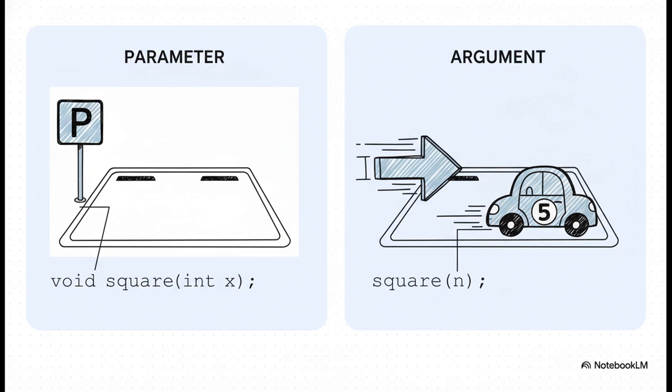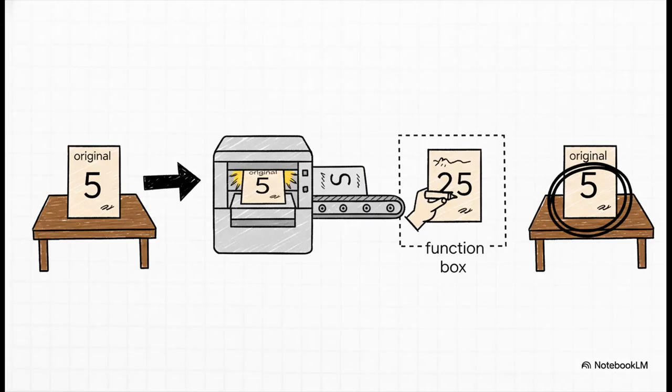The variable inside the function's definition, like x here, that's a parameter. It's just a placeholder. The actual value you hand over when you call the function, like n, that's the argument. A good way to remember it: the parameter is the parking spot, the argument is the actual car you park in it. Now, by default, C uses something called pass by value, and you have to understand this.